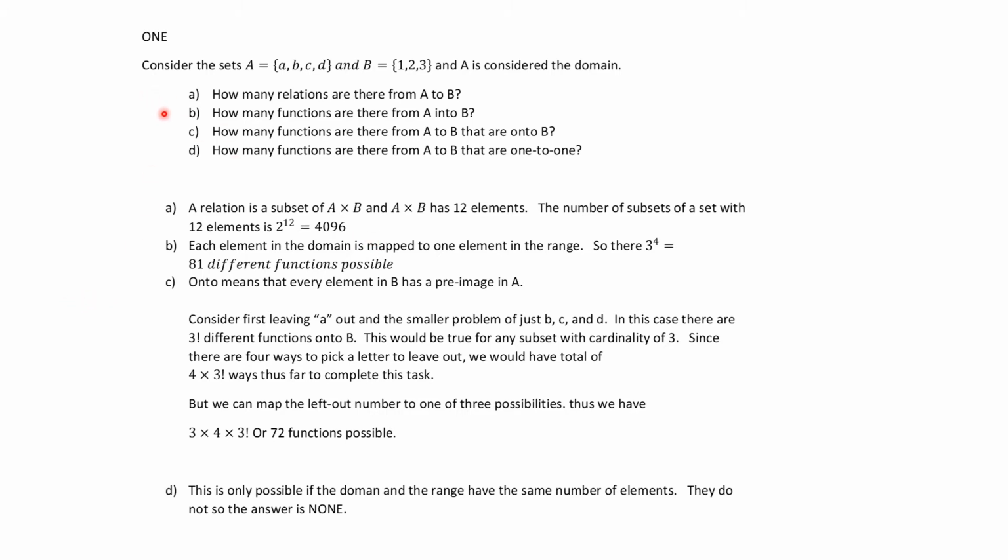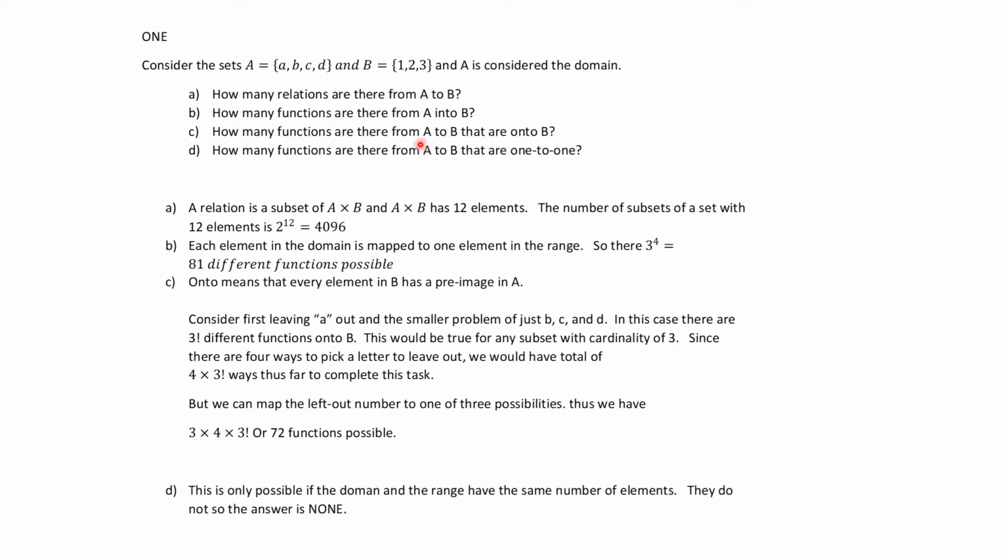Part B asks, how many functions are there from A into B? Now that means that A is the domain because I told you that. And so we're saying functions, and a function, of course, every element in A is mapped to one element in B. Well, each element in the domain is mapped to one element in the range. So a can be mapped to 3 different things in B. So can b be mapped to 3, 3 for c and 3 for d. That is 3 to the 4th, 81 different functions are possible.